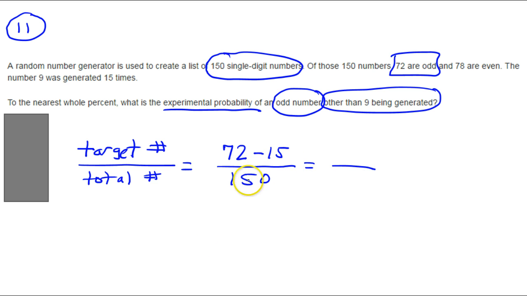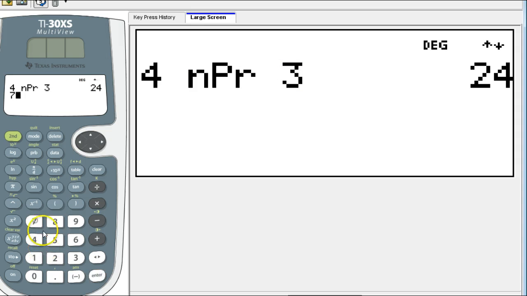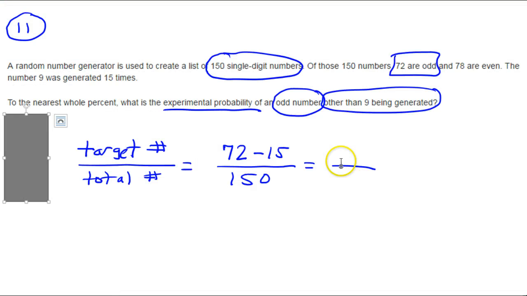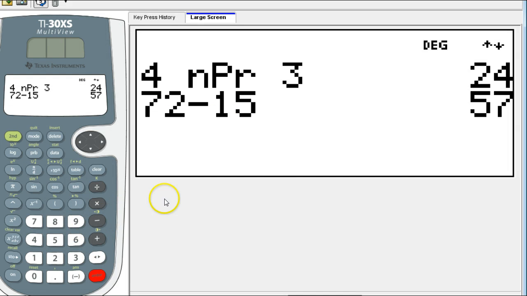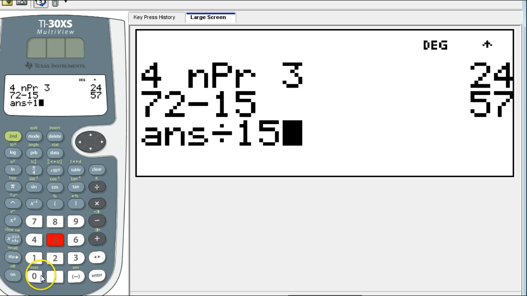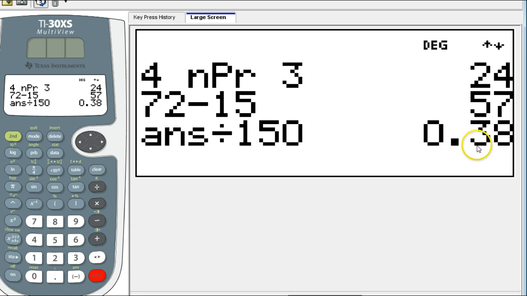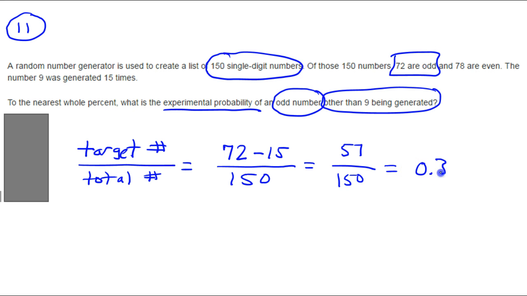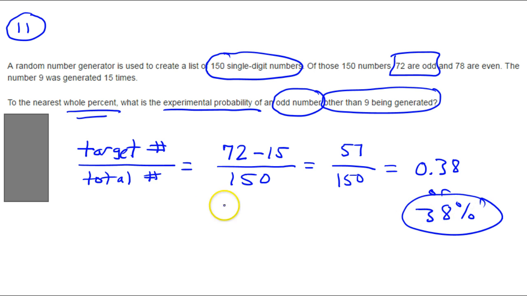So this is what I'm going to do. 72 minus 15, that's 57. So we're talking about 57 out of 150. 57 divided by 150, that's 0.38 or 38%. They wanted the nearest whole percent, so 38%.